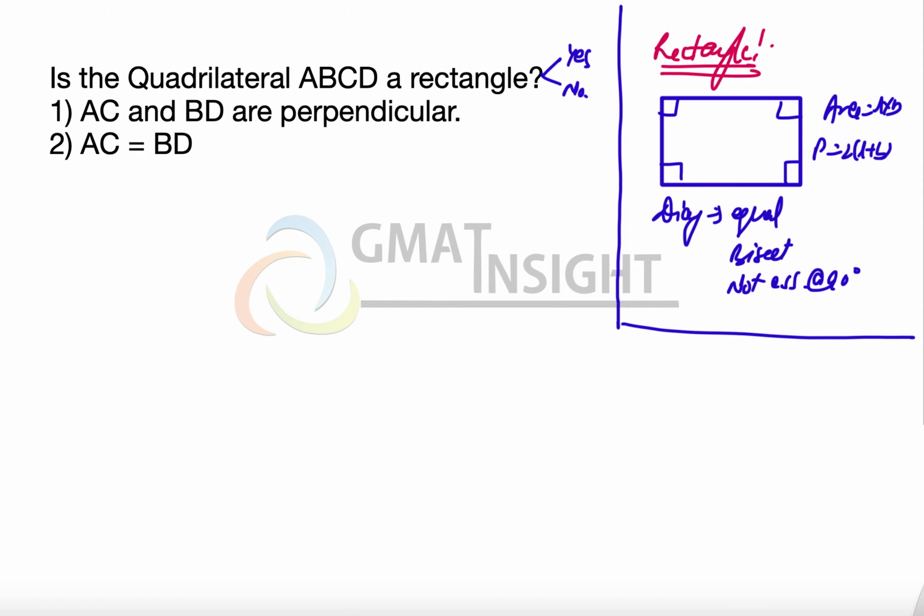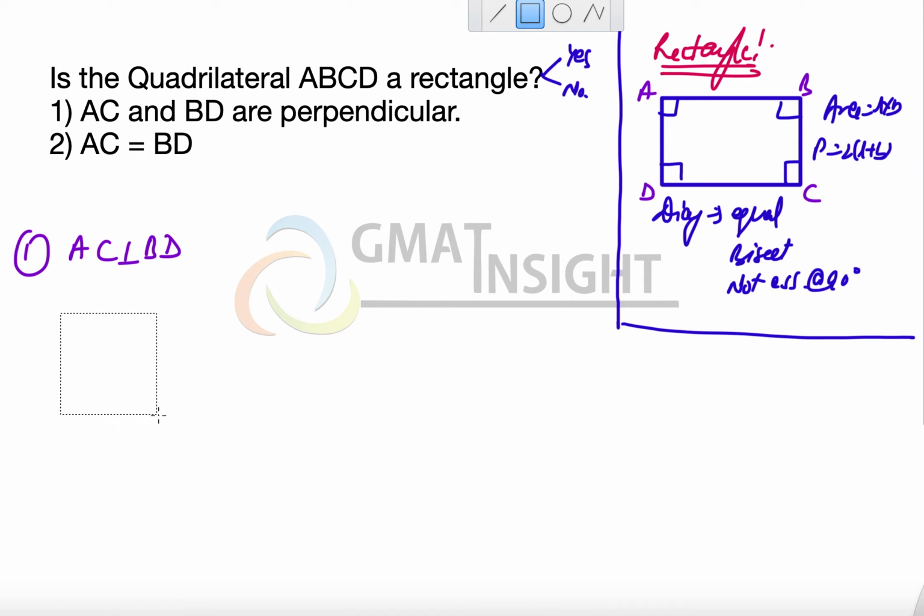Now let's start reading the statements. The first statement says that AC and BD are perpendicular. So if we name the vertices of quadrilateral ABCD like this, then we understand AC is one diagonal, BD is another diagonal, and the diagonals are perpendicular. So now to answer the question, we need to think about the figures which have the diagonals perpendicular to each other. And our intention should always be to prove that the statement is not sufficient.